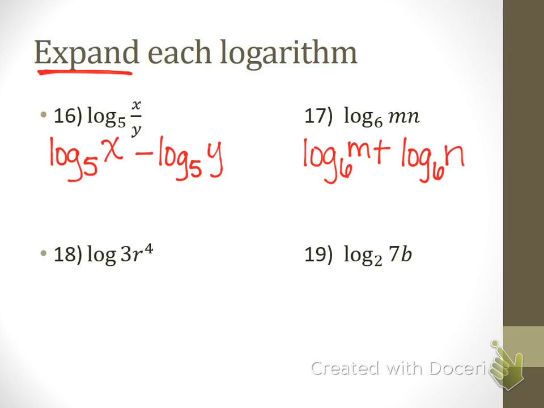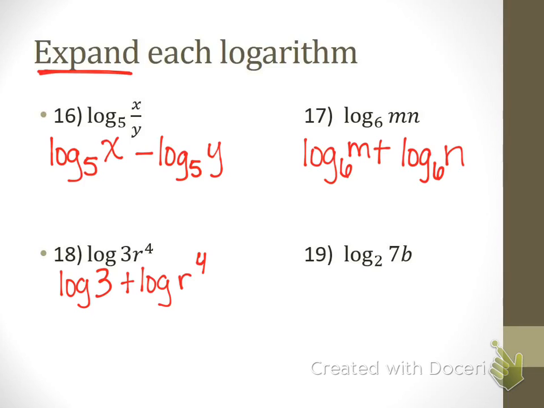So if it's not going to be the power property first, which one's it going to be? Addition, or the product property. So we'll split it into an addition problem. What am I adding? Log of what and log of what? Log of 3 and r to the 4th. Are we okay with splitting that? Okay, now which property could we also apply?